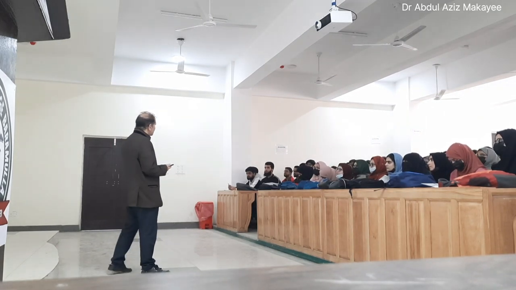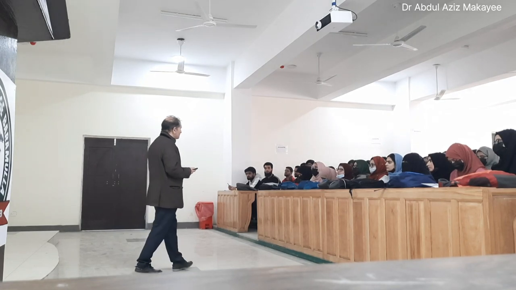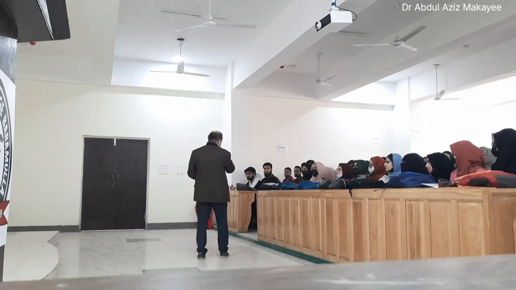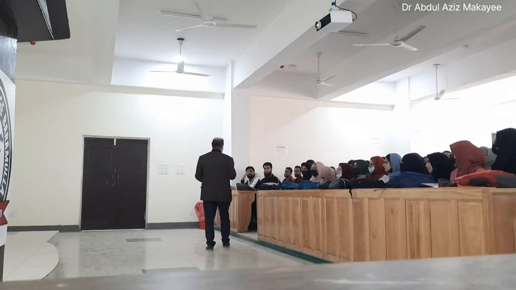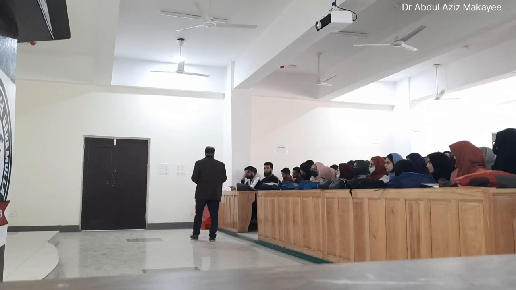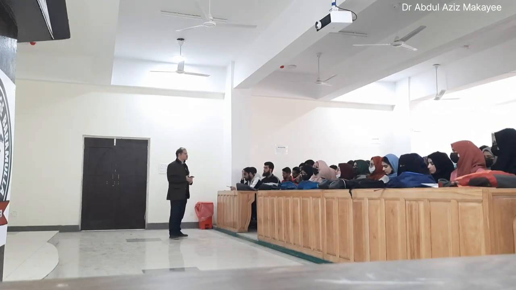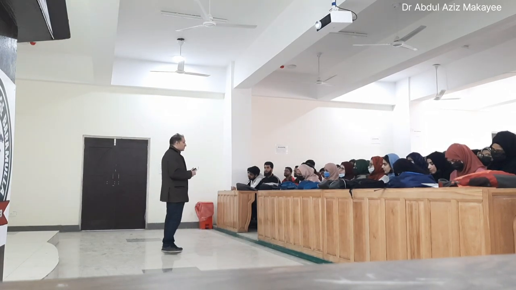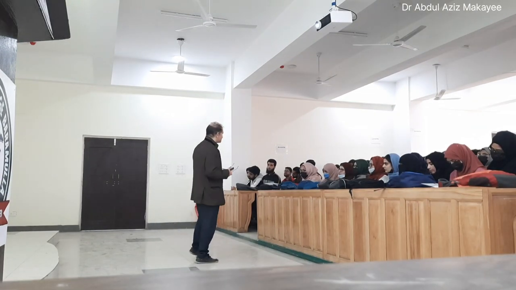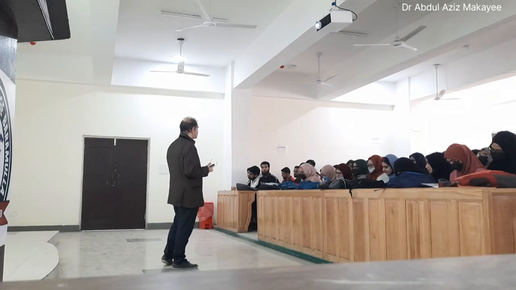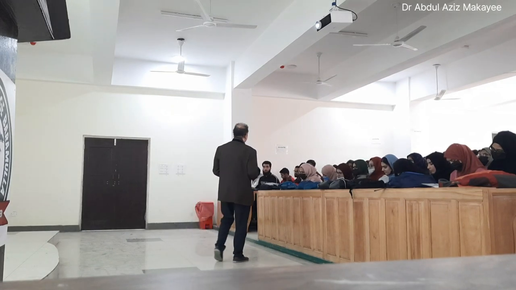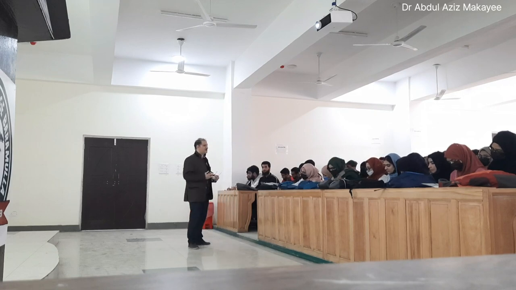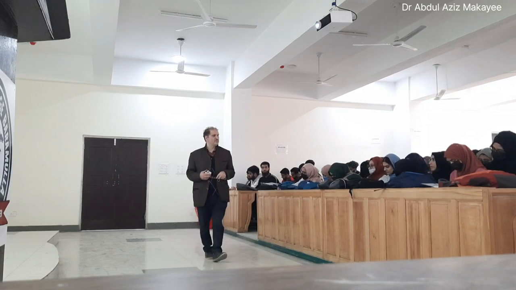One more thing I will also tell you. I have told you the pediatric tumors. Now in the adults, what are the common tumors? In the children, the most common benign tumor is the dermoid cyst, and the malignant tumor is the rhabdomyosarcoma. Dermoid cyst is the most common benign tumor, and rhabdomyosarcoma is the most common malignant tumor.